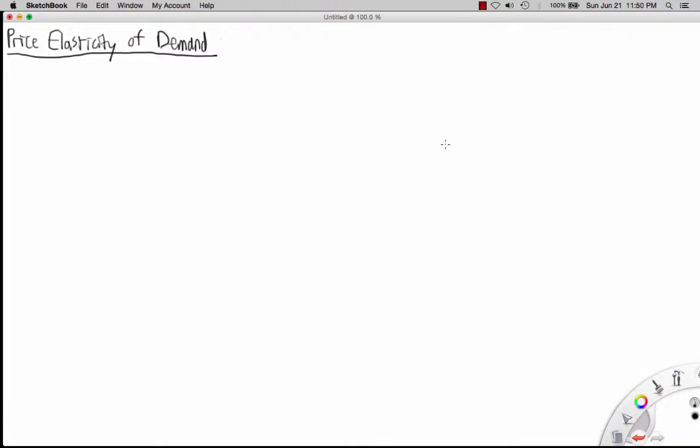So, price elasticity of demand is really just a measure of how responsive quantity demanded of a good or service is to a change in price of that good or service. So let me write that down.